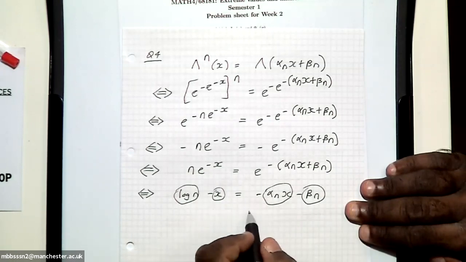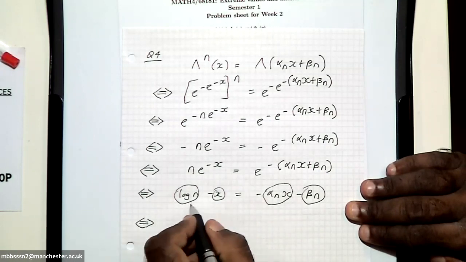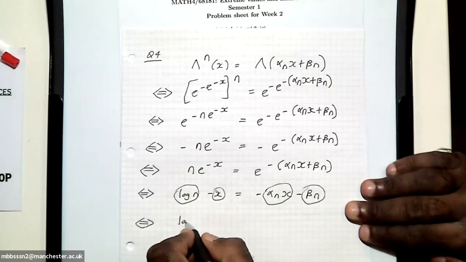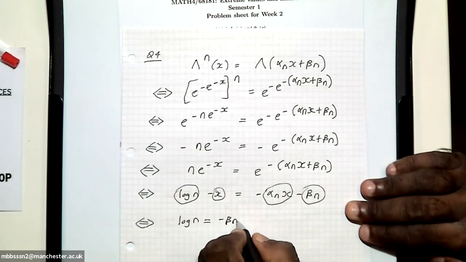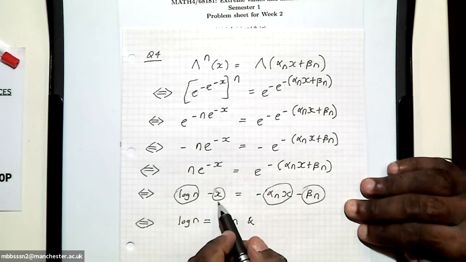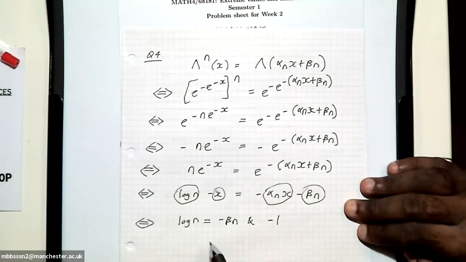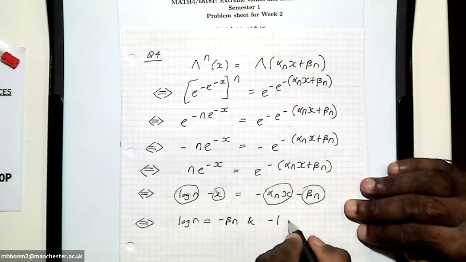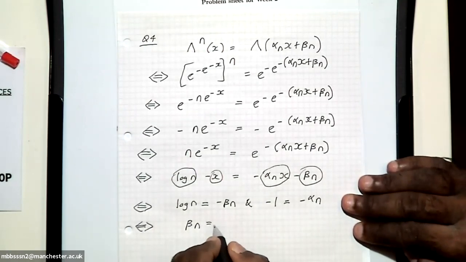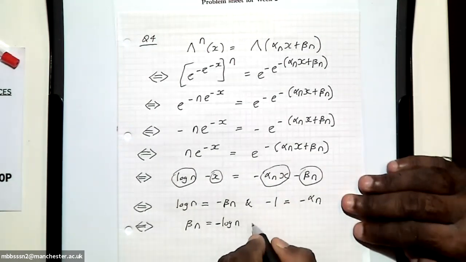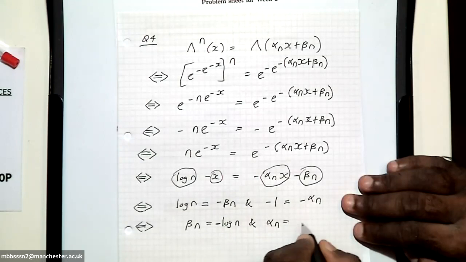So for these two to be equal, the constants must be equal. The constant on the left-hand side is log of n. The constant on the right-hand side is minus beta n, right? And the coefficient of x on the left-hand side is minus 1, and the coefficient of x on the right-hand side is minus alpha n, right? So what we have shown is that beta n is equal to minus log n, and alpha n is equal to 1.